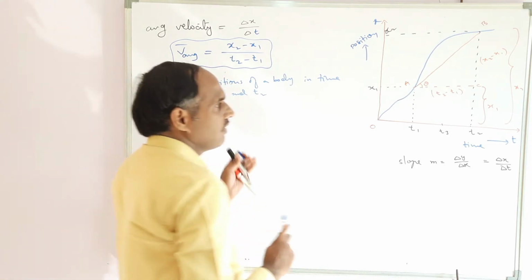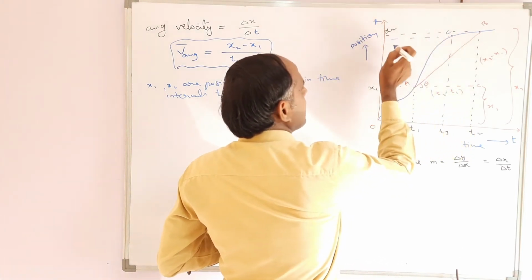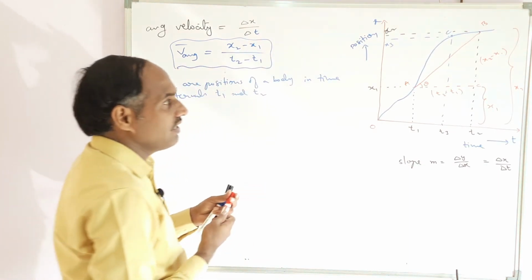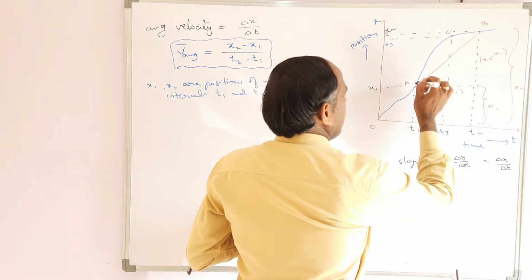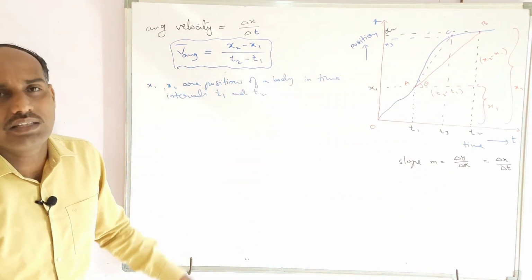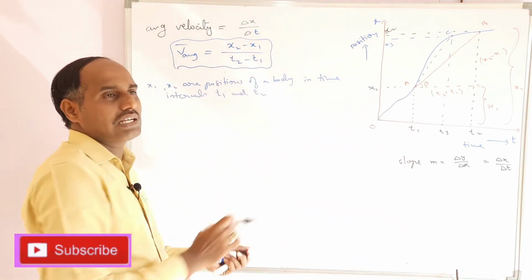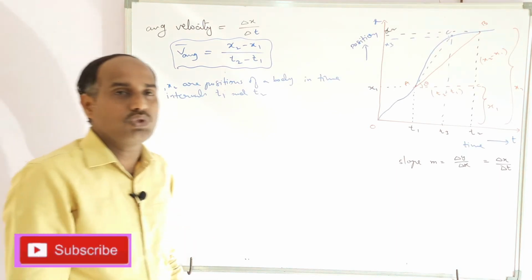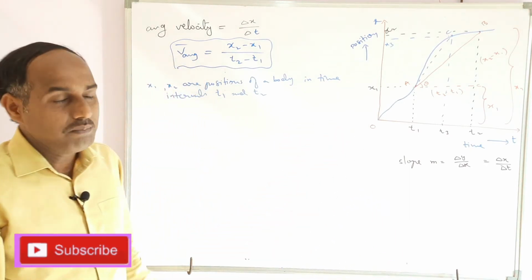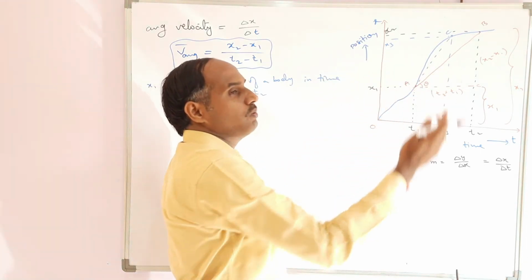When I take this t3, at this point the position is this, and the corresponding coordinate is x3. Again, to know the velocity at this point, we need to join the line from A to C. Again we should take x3 minus x1 by t3 minus t1. So while finding the average velocity, we just consider the initial and final positions in the time intervals, but not the path along which it moves, which does not give the information about the velocity of the body other than those two points.